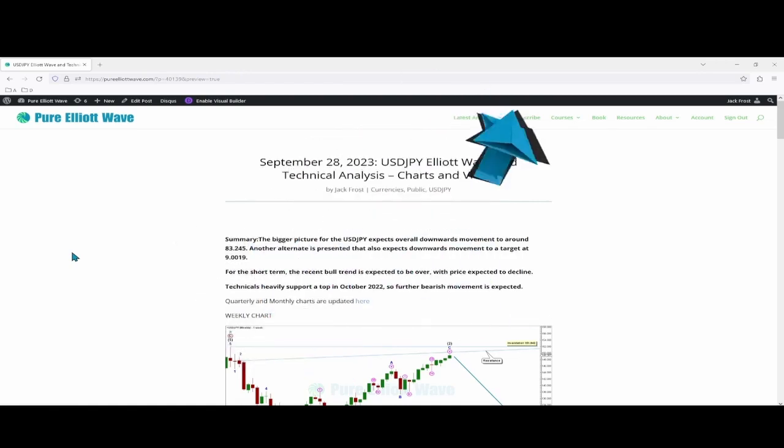Overall, for the dollar yen, downward movement is expected for the long term. For the short term, the recent bull movement is expected to be over, with price now expected to decline for the short and long term. Elliott Wave first, technical analysis last.